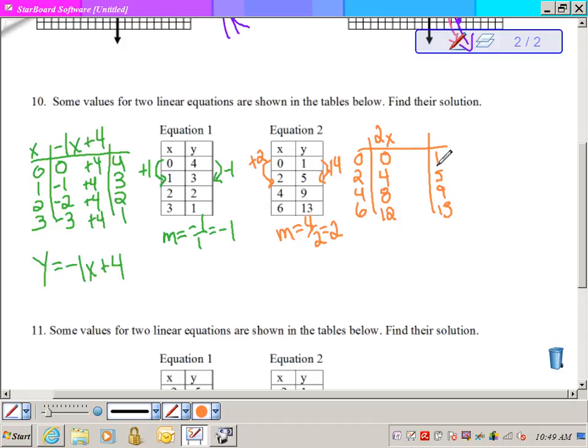Okay, 0 plus what is 1? So let's try plus 1 in all of them. Does that work? So it must have been y equals 2x plus 1.